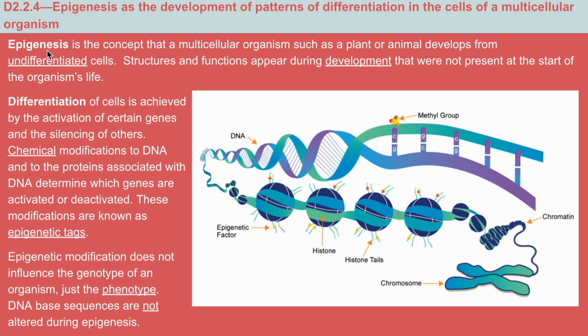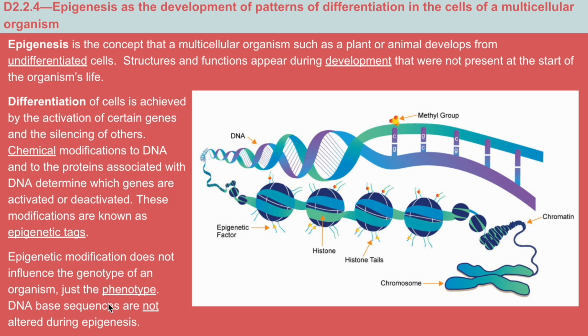Epigenesis is the concept that a multicellular organism, such as a plant or animal, develops from undifferentiated cells. Structures and functions then appear during development that were not present at the start of an organism's life. How does this differentiation of cells occur? Well, we activate certain genes and we silence others. Remember, every gene is in every cell, so it just depends which ones we actually end up turning into proteins. This can also be controlled by chemical modifications to DNA and the proteins associated with DNA that determine if it's going to be activated or deactivated. These modifications are known as epigenetic tags.